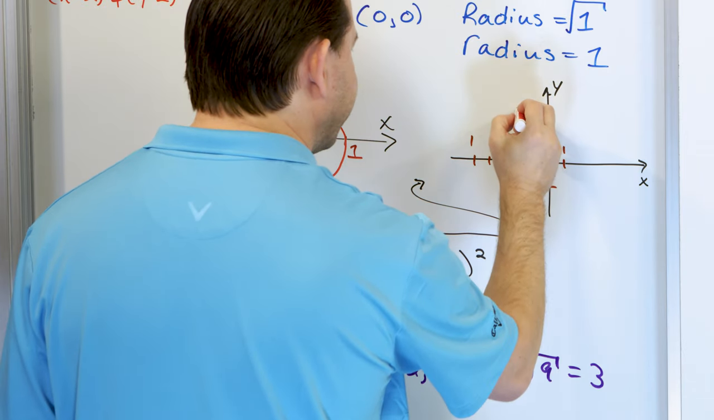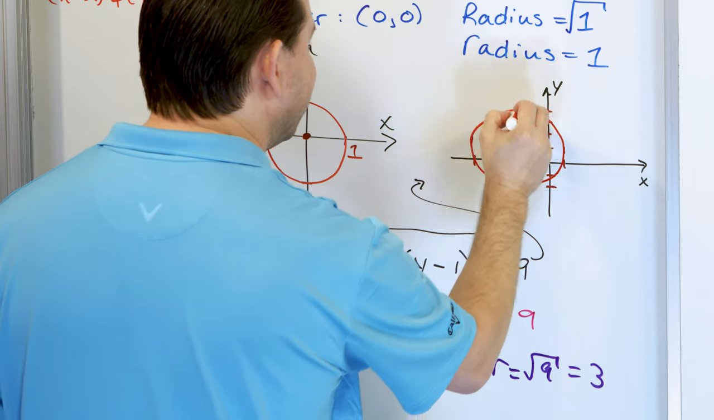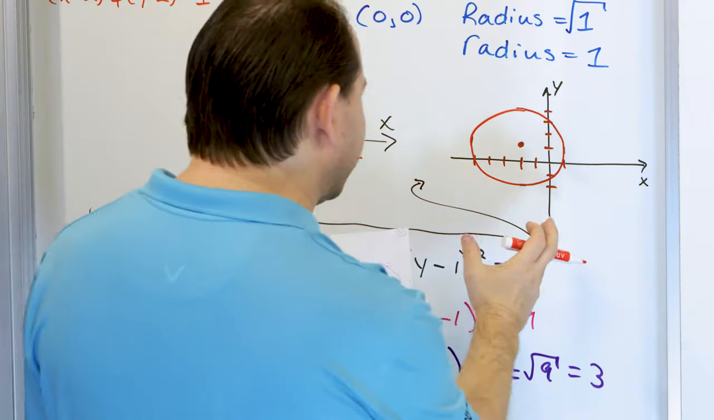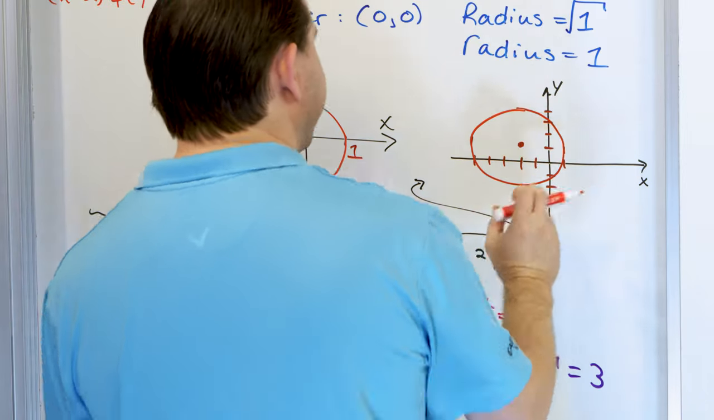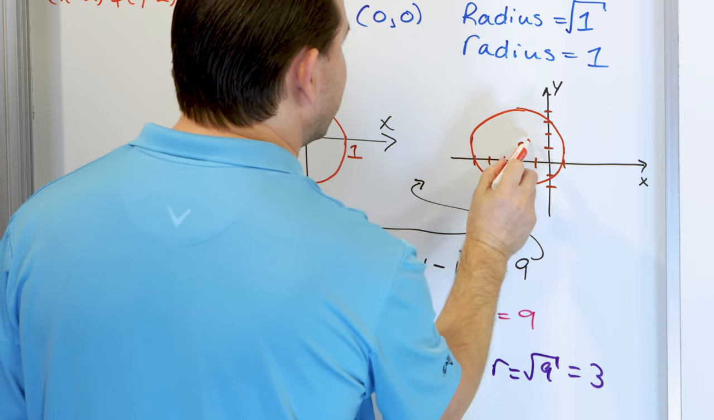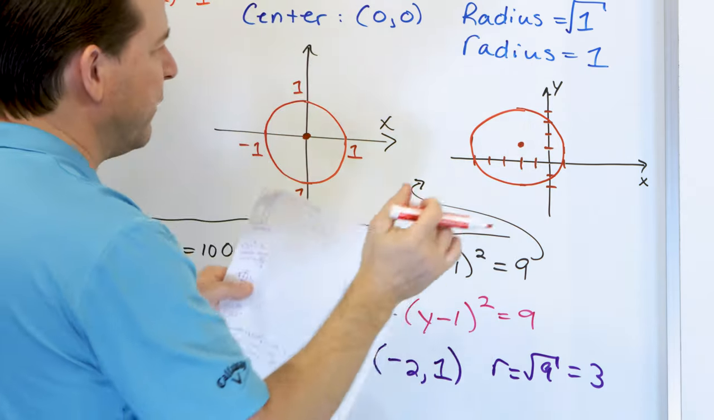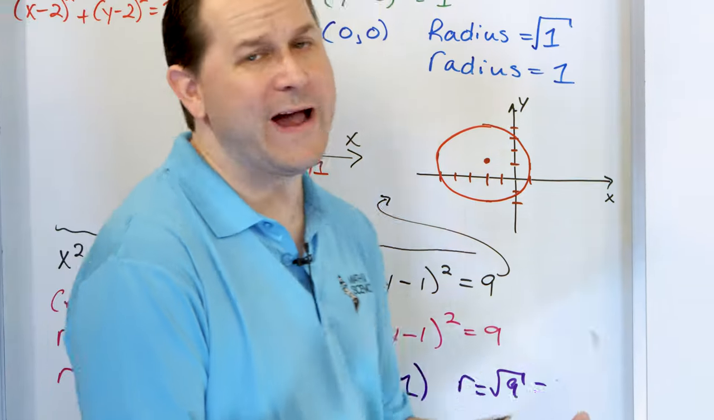Now I know these tick marks are not perfect because they're not evenly spaced, and I did a little sloppy job with that, but this is basically what you're looking for. The reason it looks a little bit oblong is because these tick marks are a little bit wider than those, but there's a radius of one, two, three to the left, one, two, three to the right. It's just that I've compressed things a little bit, but that's more or less how you graph this thing.